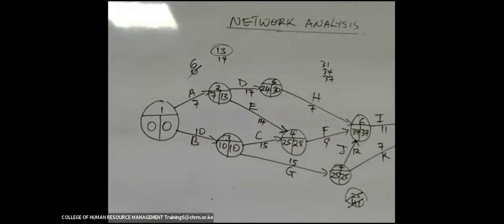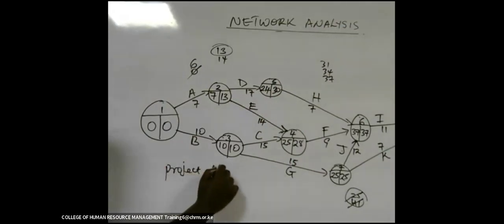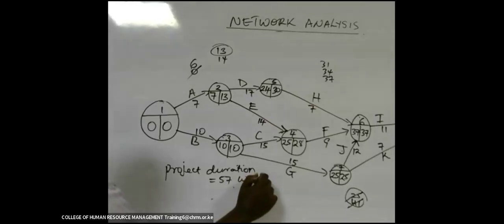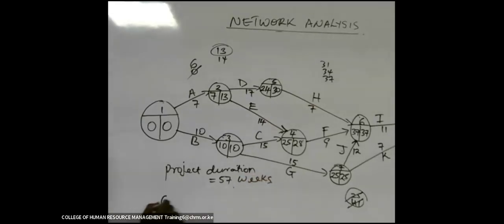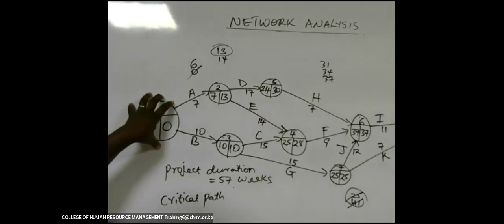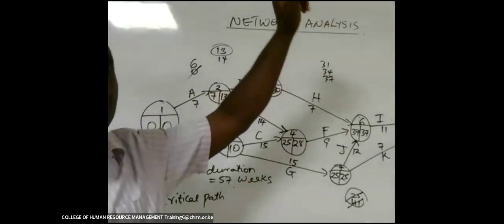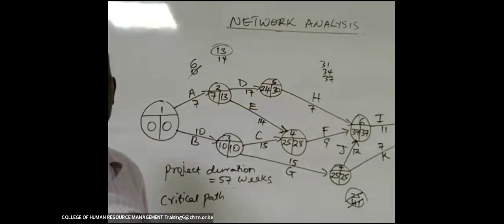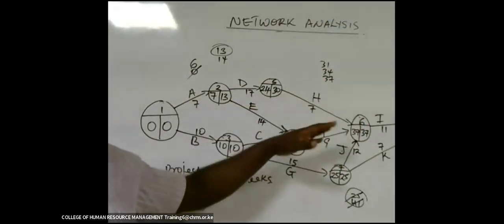So the project duration is equal to 57 weeks. The critical path, and remember, it must be a path that starts from the start point and takes you to the last event. It should not be a path that comes and disappears in between.